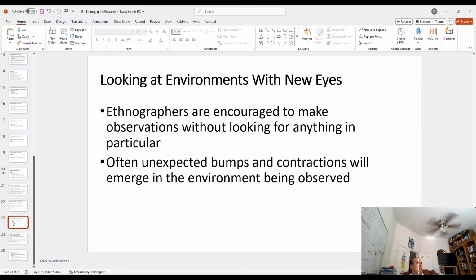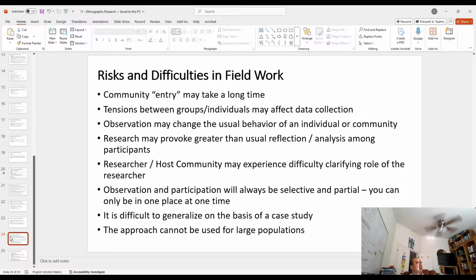Okay. Look at the environment with open eyes. Ethnographers are encouraged to make observations without looking for anything in particular, without having preconceived notions or biases. Often unexpected bumps and contradictions will emerge in the environment being observed.